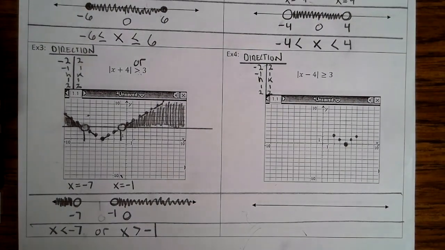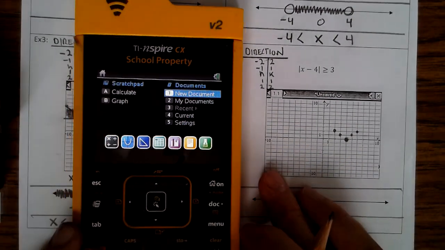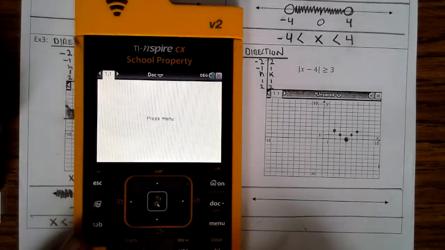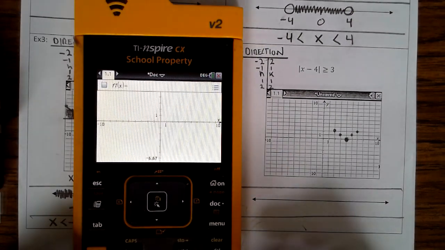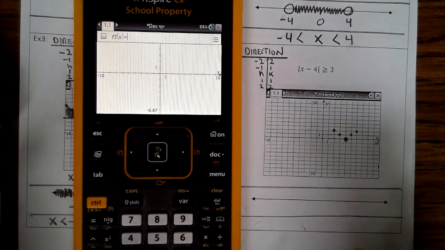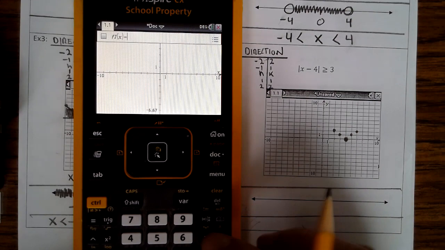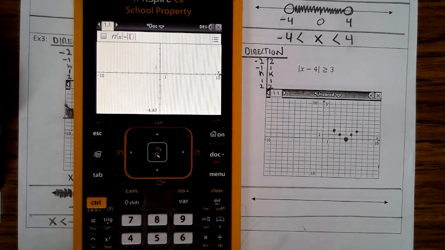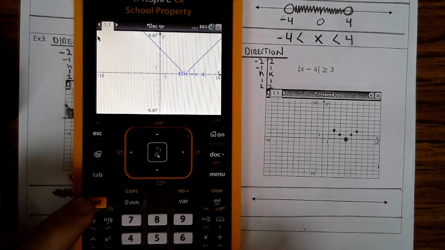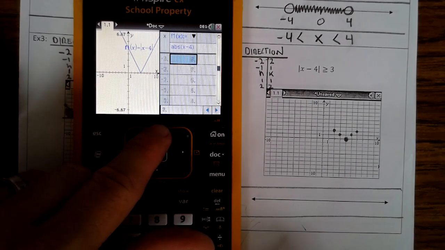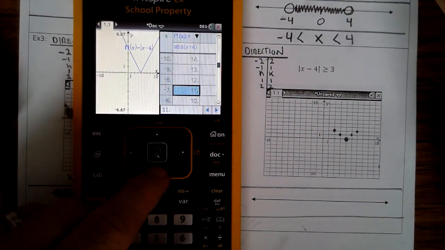Now, if you had trouble graphing by direction, you could also graph using the calculator. So we'd go to New Document, Add Graph, and then to get the absolute value button, which is next to 9, it's right here. And then we do x minus 4, Control T, and then we can graph a point. So I'm going to go all the way to x is negative 10. Now, I can't graph that point because it's too high, but I can graph negative 6, 10.